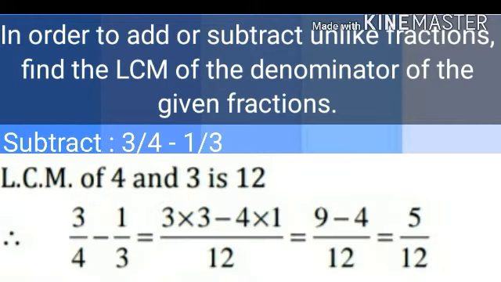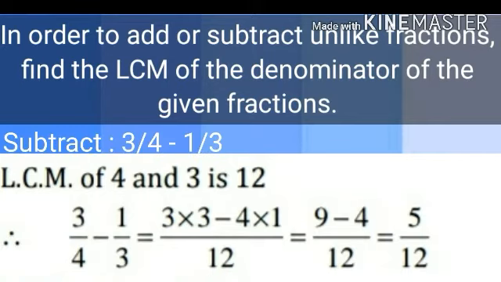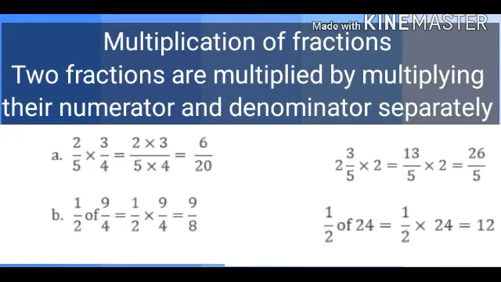Okay. Now subtract 3 upon 4 minus 1 upon 3. Same as before, we have to take the LCM of 3 and 4. LCM is 12 and we write 12 as a denominator and 12 divided by 4. 4 3s are 12 and 3 3s are 9. Same as the second fraction, 3 4s are 12, 4 1s are 4. We get 9 minus 4 is equal to 5. 5 upon 12.